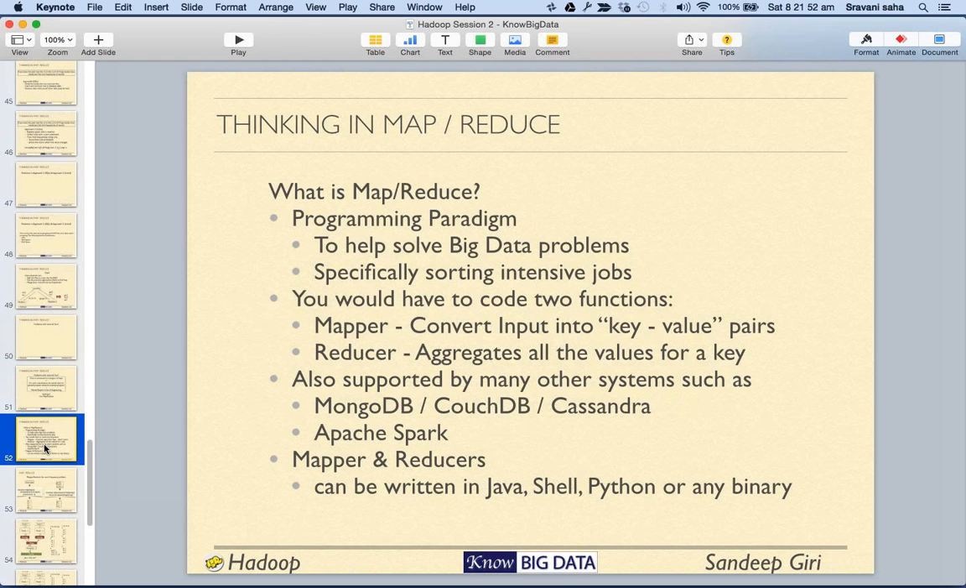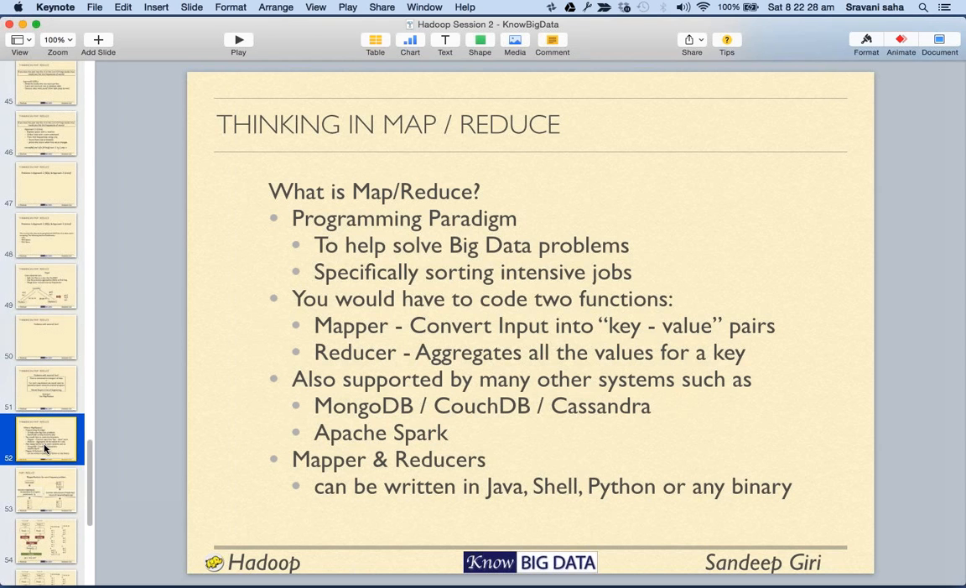So MapReduce runs on top of Yarn. Yarn we will discuss again. And so basically, you will have to code two functions. One is called mapper, other is called reducer. Basically, you will have to write two functions where one function will say that please sort my data using this key, and other function will say how to merge all the data based on a key.